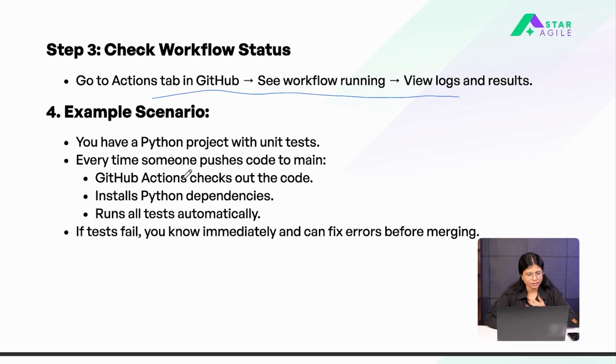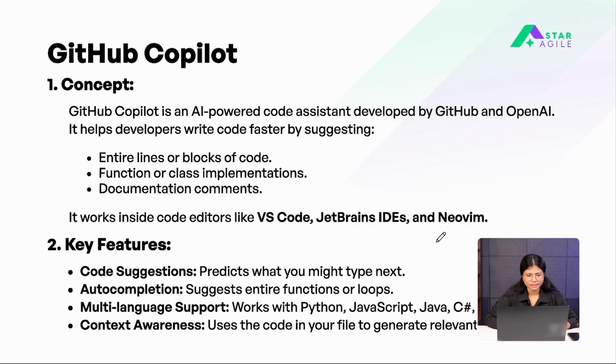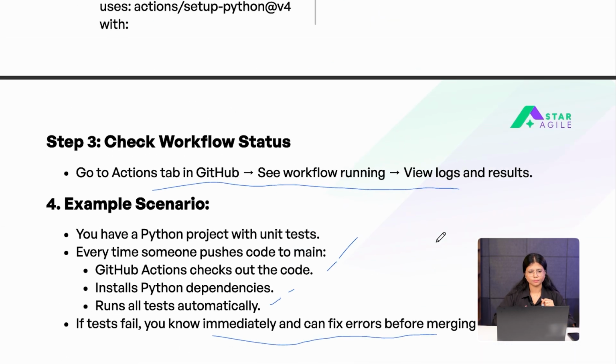So in this example scenario, you have a Python project with unit tests. Every time you push the code to the main repo, GitHub checks out the code and then installs the Python dependencies. It will run the tests automatically. If it fails, you can immediately fix it before merging. In this way GitHub Actions works. And if you're confused by the theoretical way, don't worry, I'll help you go through the practical and you will have a proper understanding.